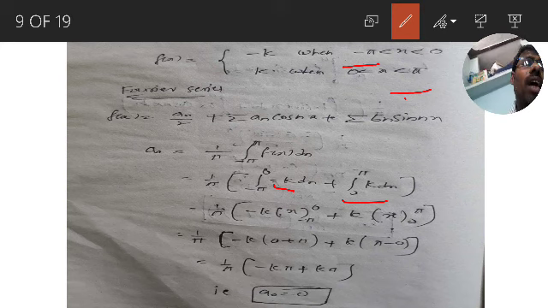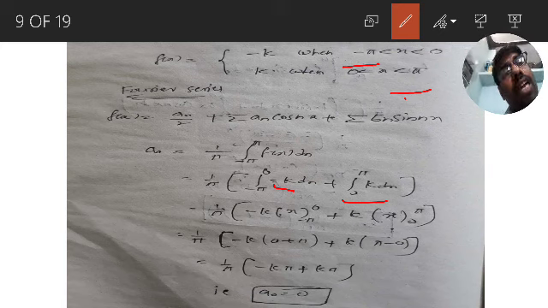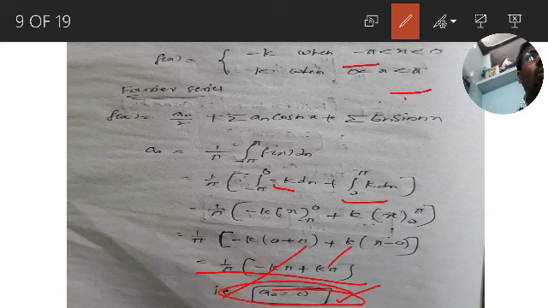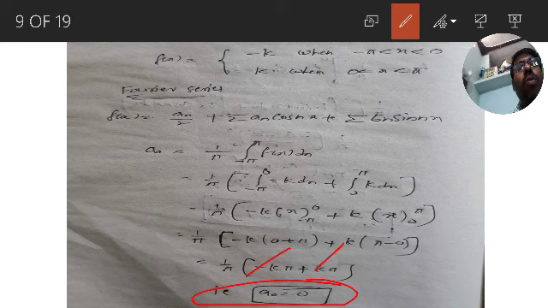So minus k and k are constants, outside of the integration. Dx integration is x, x from minus pi to 0, and in the second integral dx integration is x from 0 to pi, upper limit minus lower limit. What's the answer? 1 by pi (minus k pi plus k pi). Minus k pi and plus k pi cancel, a naught is equal to 0. Are you getting this? Minus and plus cancel, therefore a naught value is 0 you will get.